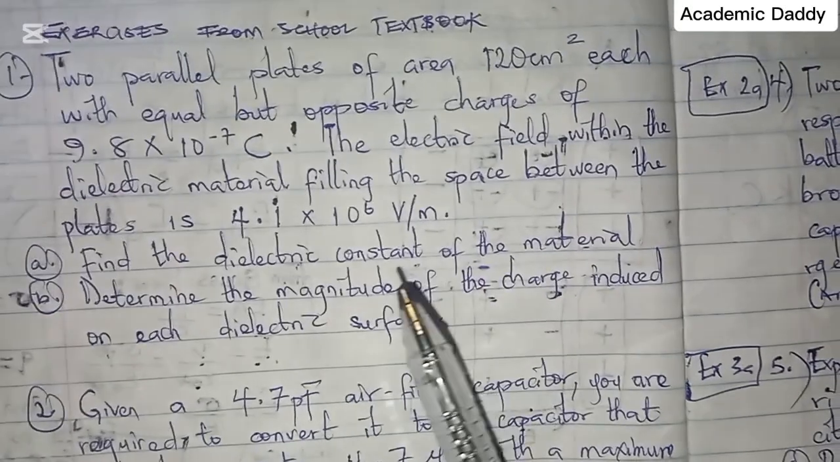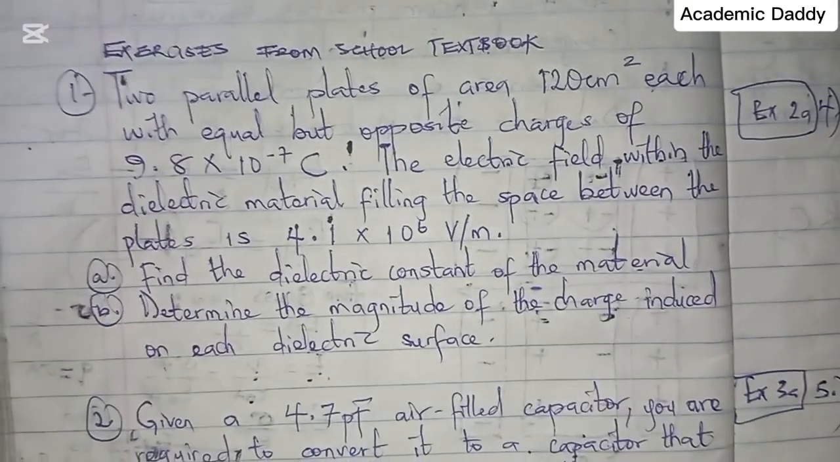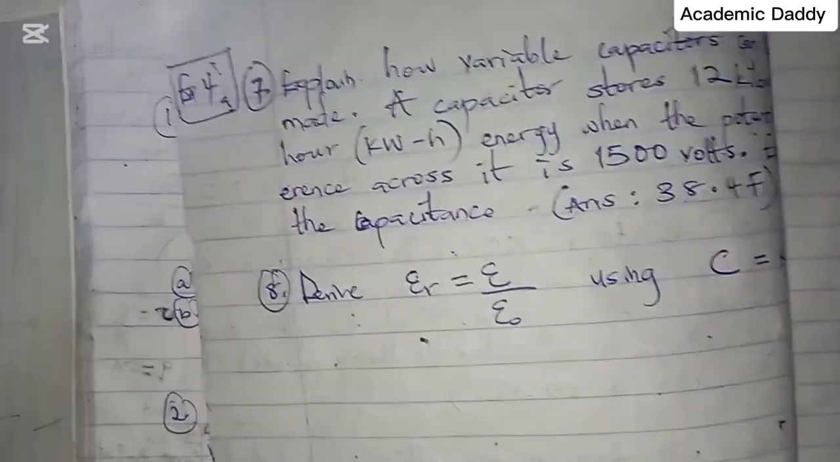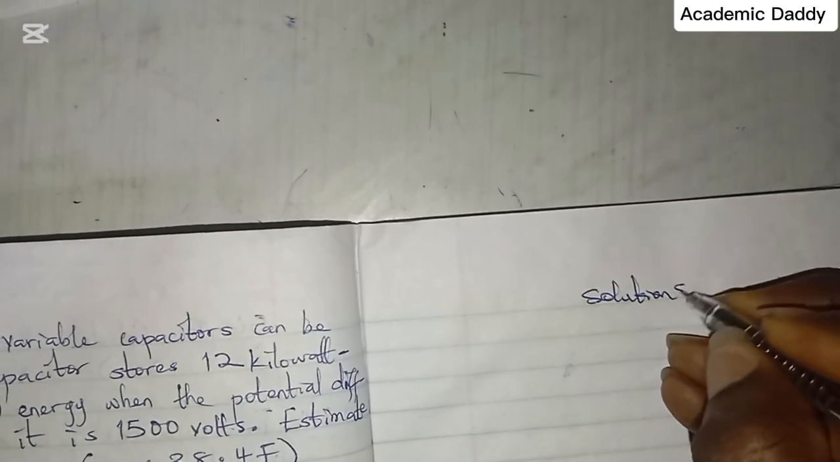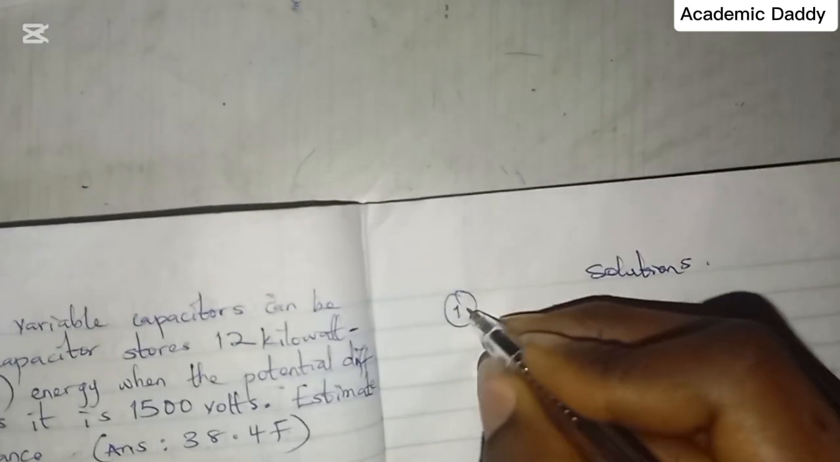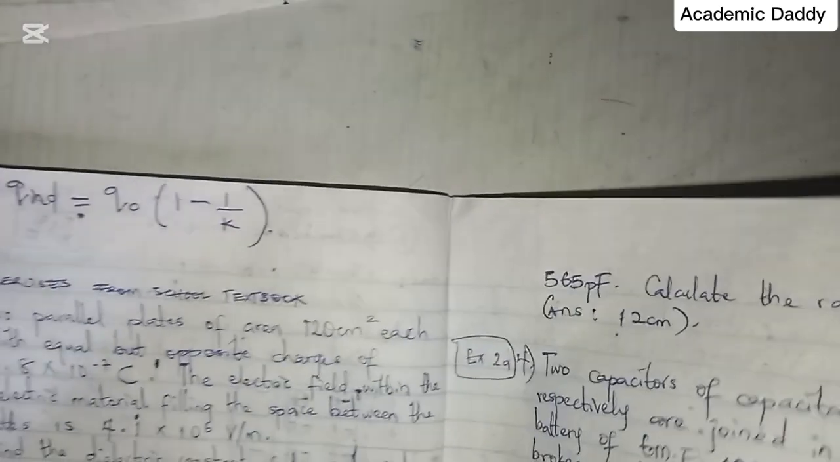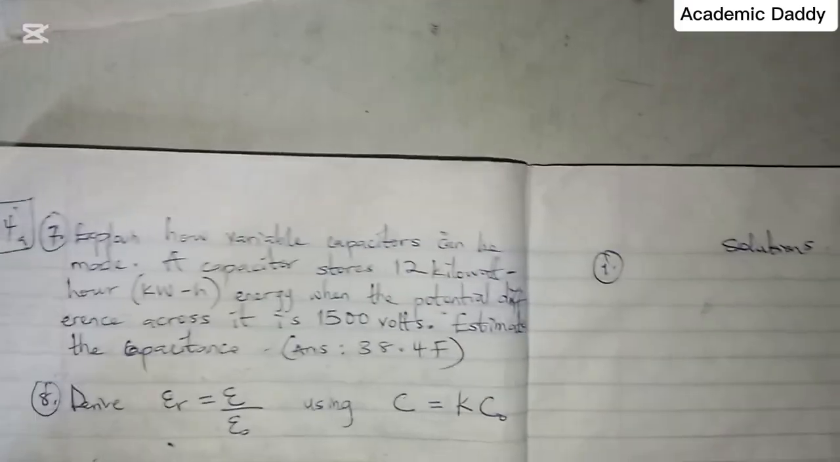So the question is for you to write it down. Then you now see how we are solving it. This exercise is in the textbook. So, solutions. The first one: they said that we should find the dielectric constant.